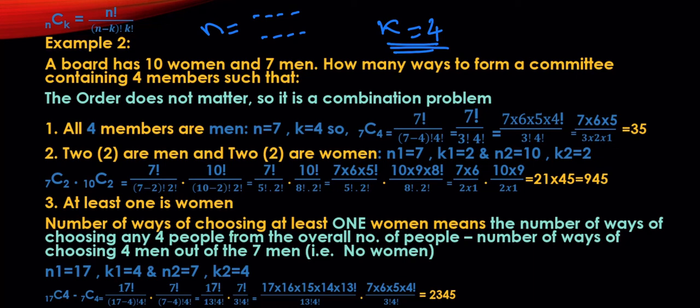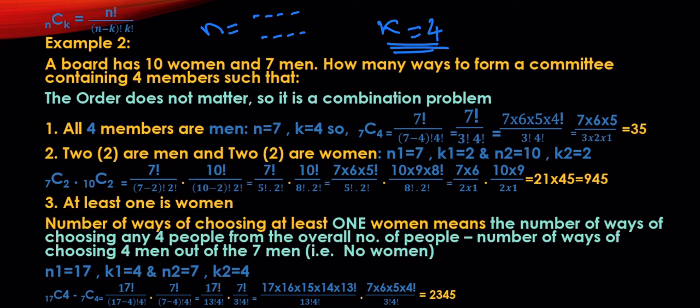This so far it's great, and I think it is not so difficult. The next one will be the most complex one, and I think we have to concentrate on it a little bit. Okay? He wants here at least 1 woman. The number of ways of choosing at least 1 woman, the number of ways of choosing any 4 people from the overall, because I need overall 4 people, but I want at least 1 of them to be a woman.